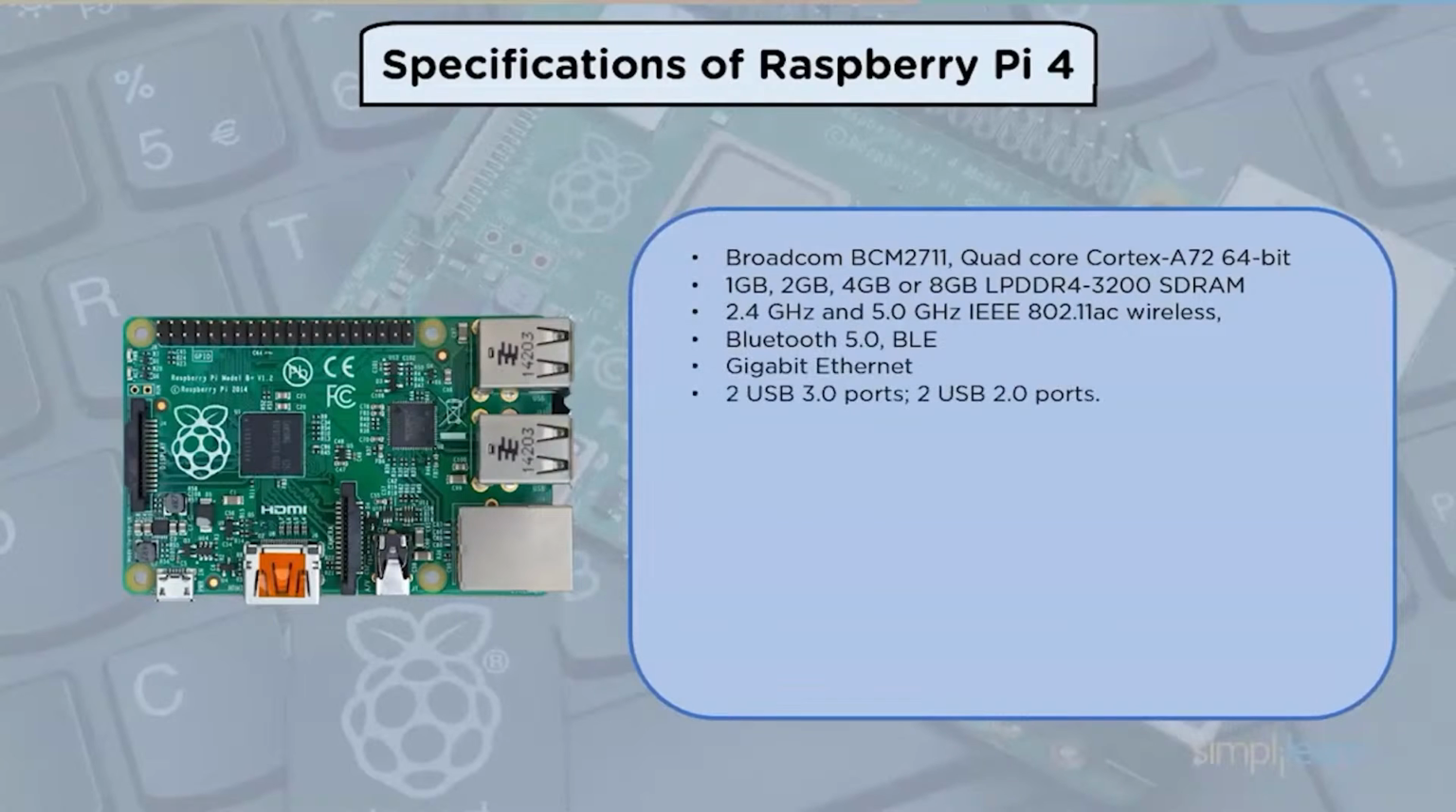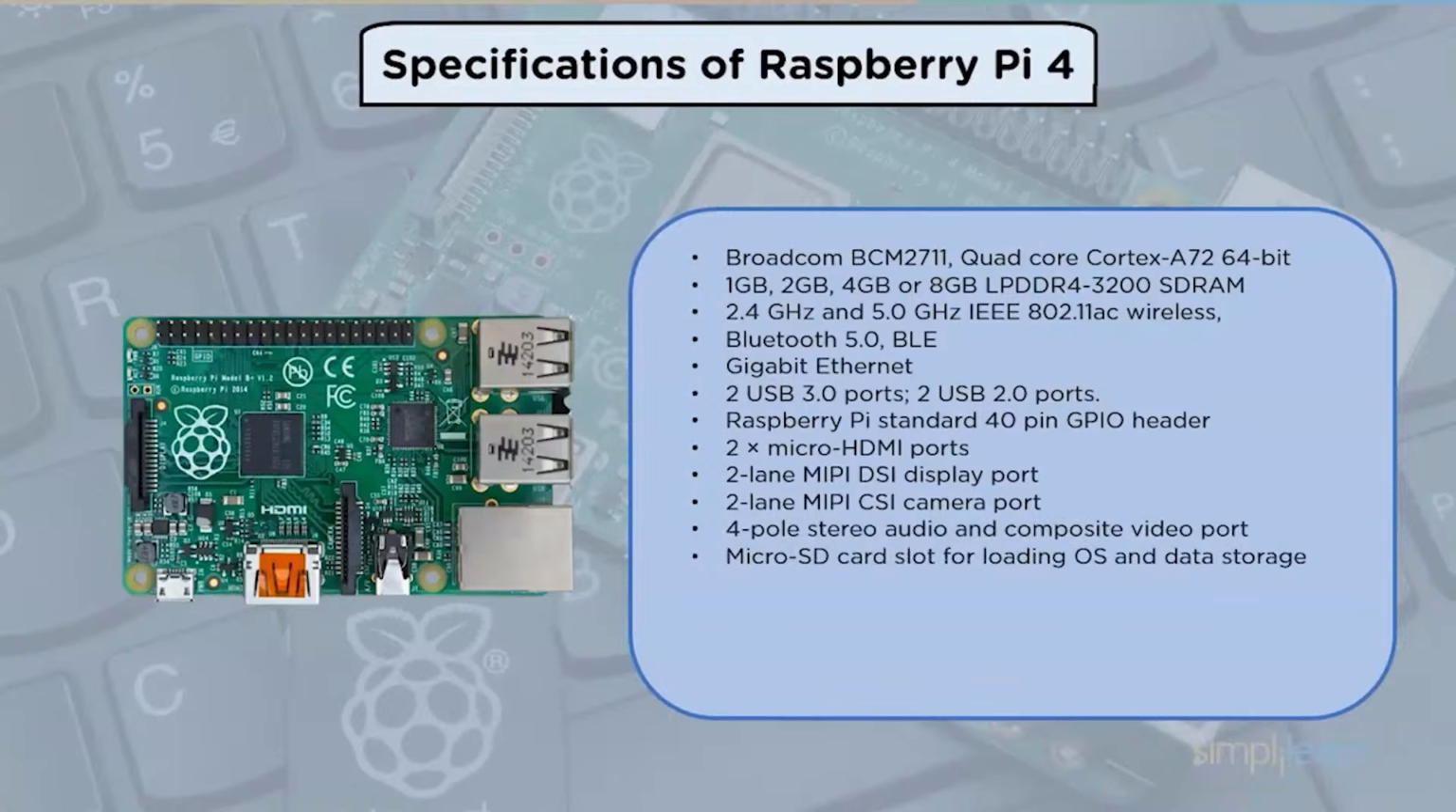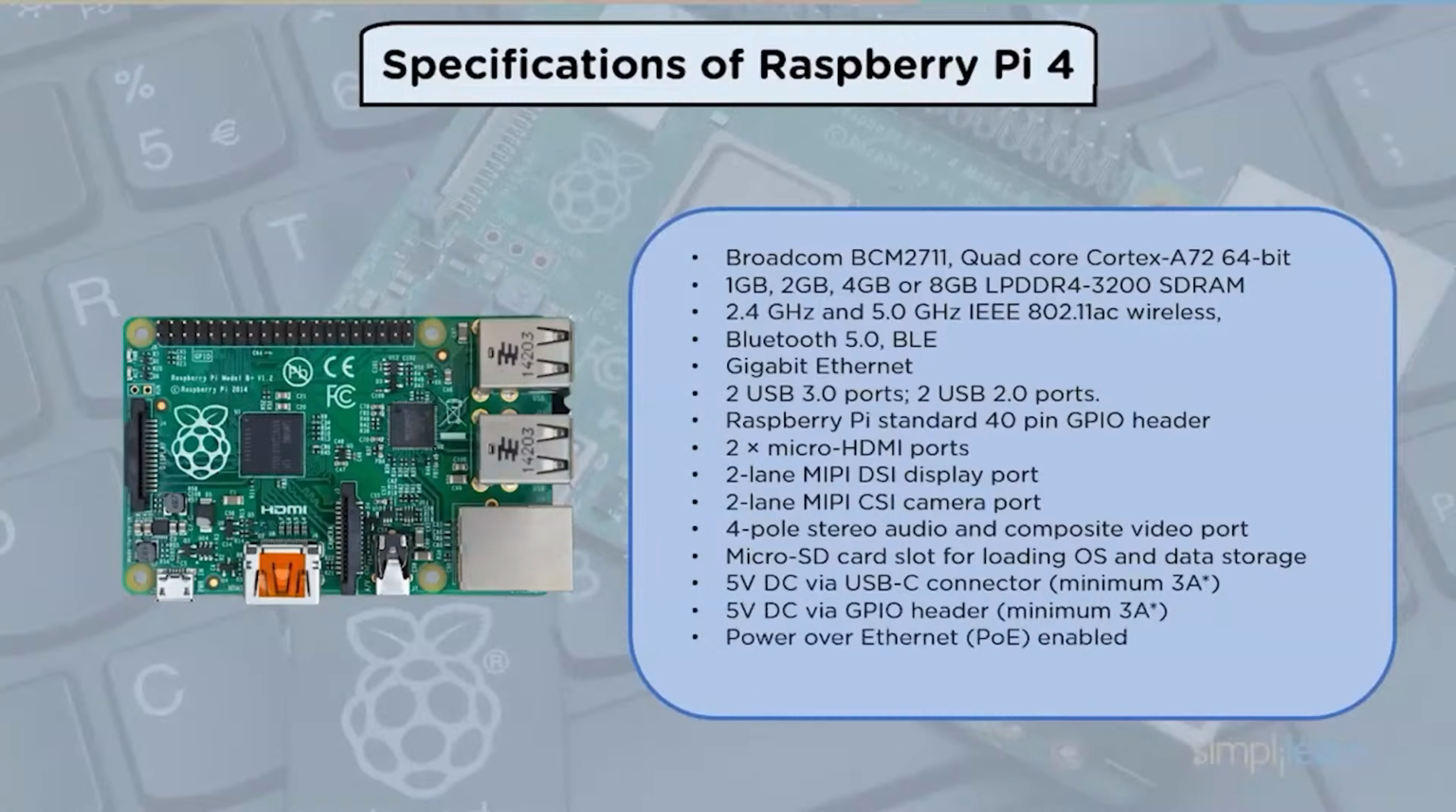It has gigabit Ethernet, 2 USB 3.0 ports, and 2 USB 2.0 ports, a Raspberry Pi standard 40-pin GPIO header, 2 micro HDMI ports, 2-lane MIPI DSI display port, 2-lane CSI camera port, 4-pole stereo audio and composite video port, micro SD slot for loading OS and data storage, 5V DC USB-C connector and 5V DC GPIO header, and power over Ethernet is enabled. And lastly, operating temperature is between 0 to 50 degrees Celsius.